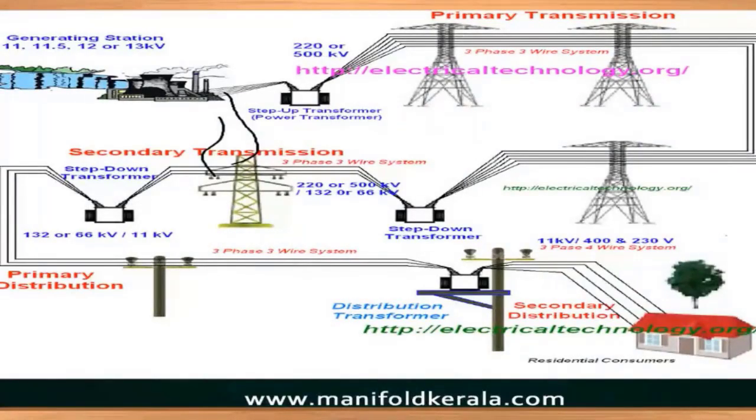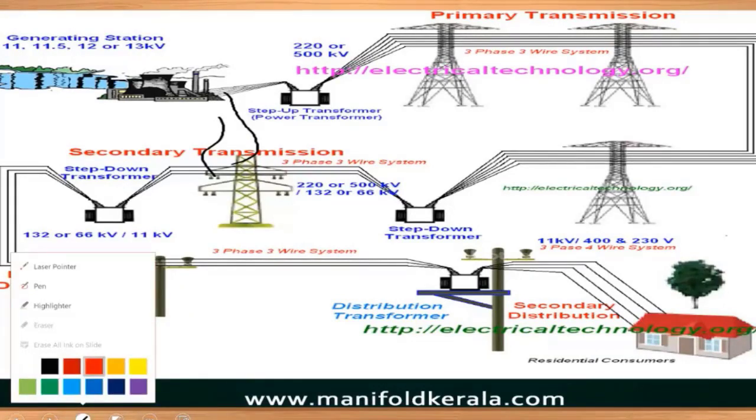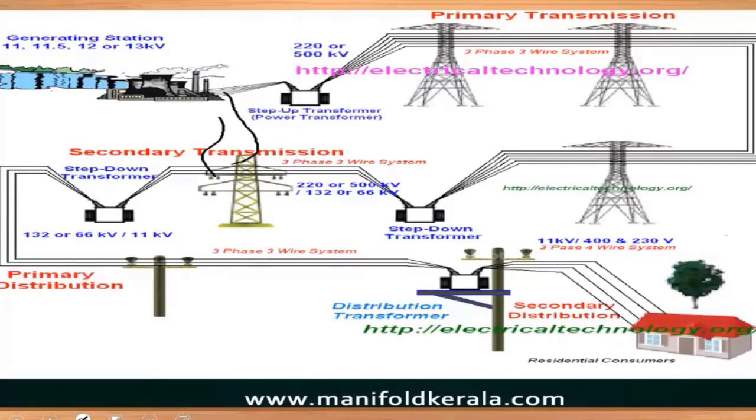So this is a general view of a power system network, just to get an idea of what happens. You can see in this image, generation happens in the generating stations. The generating voltages are very low, which means you cannot generate voltage beyond 30 kV.